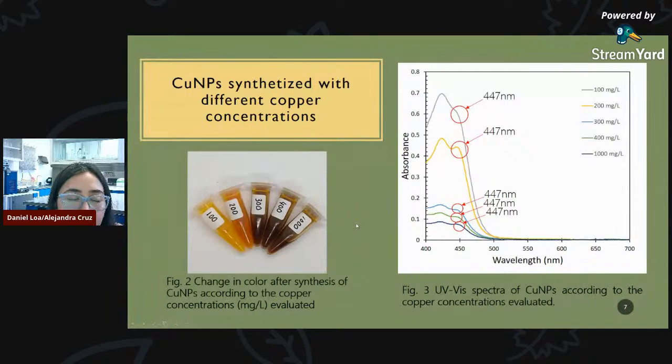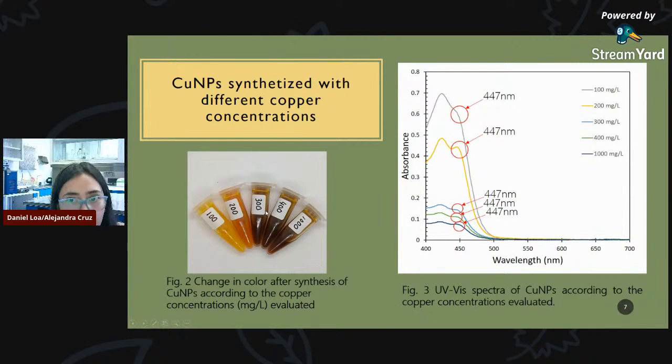Once we had the reference and we knew that at 447 nanometers we were going to be able to see the nanoparticles synthesized, we went through all of the different syntheses. The first thing that we observed was a change in color. As you can see, the lowest concentrations, which were 100 and 200 milligrams per liter of copper, have really light colors, while concentrations above 300 milligrams per liter have a dark coloration. So according to the methodology that we followed, at this point we only thought that copper nanoparticle synthesis was successful at concentrations above 300 milligrams per liter.